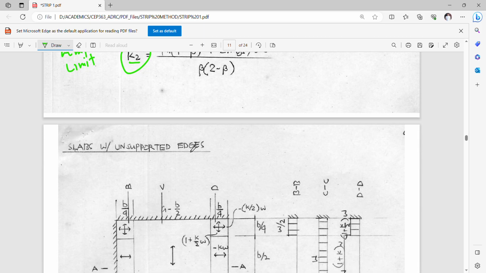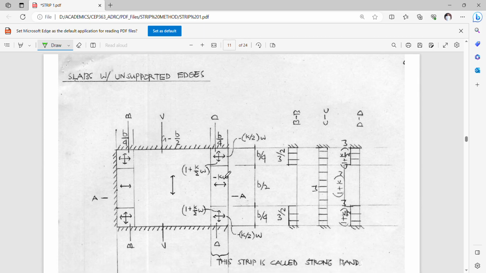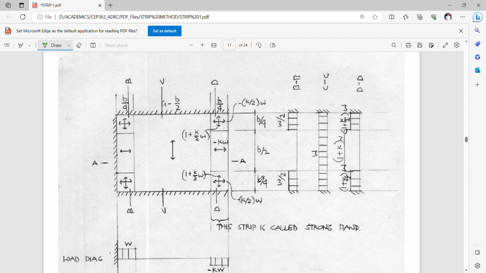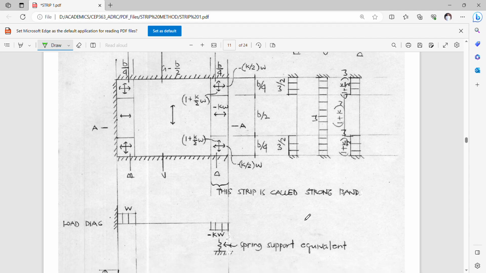So for slabs with unsupported edges on the short direction, so we are now referring here to the short direction, the principle is the same, okay? But of course, since your strip model is basically more complicated than the first one here, then you have to take into account several sections: AA on the longitudinal strip, BB, CC, and BD on the transverse strip.